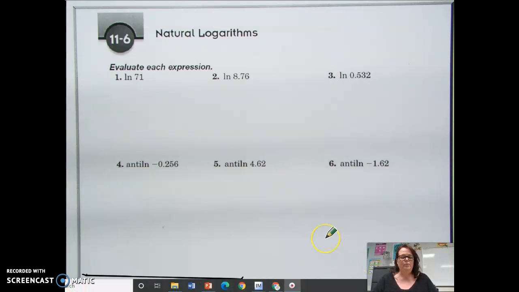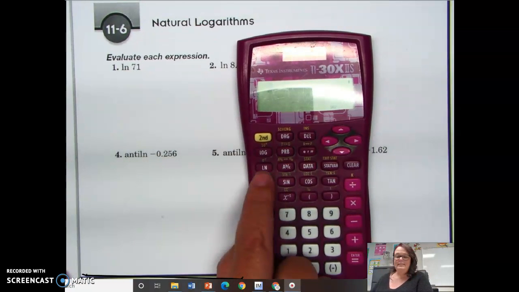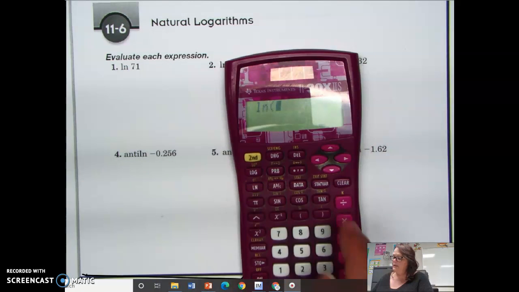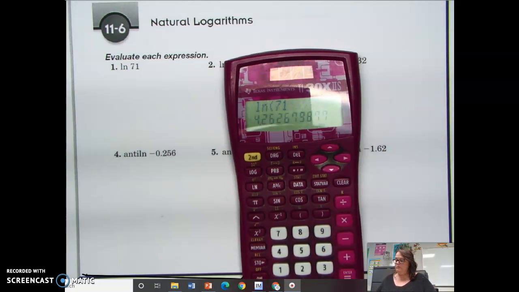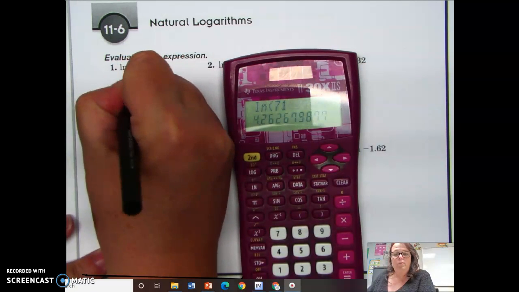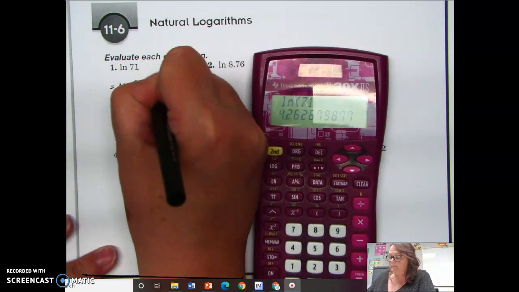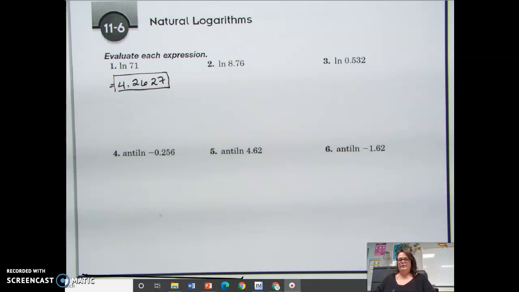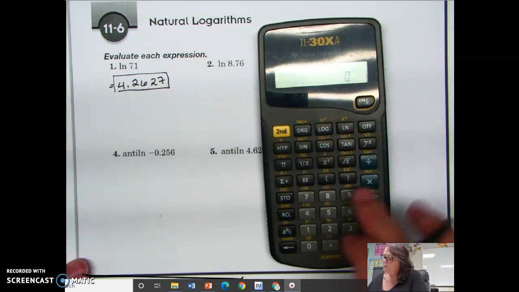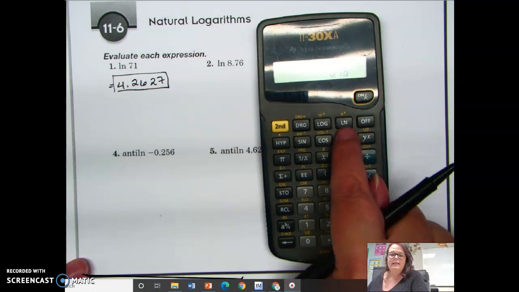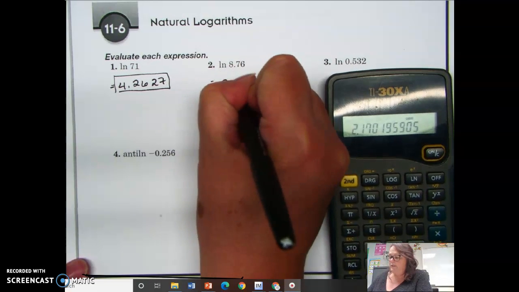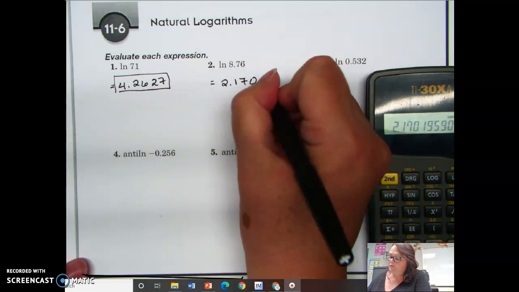All right, so these first few problems are just getting used to using our calculator. So for example, we've got this ln button now instead of the log button. So if I want the natural log of 71, I'm going to press ln 71 and then equals. And we get about 4.2627. Okay. If we have a backward thinking calculator, then we're going to type in the number first. So 8.76, and then we're going to hit the natural log button. And so when we do that, we're going to get 2.170, and then 19.